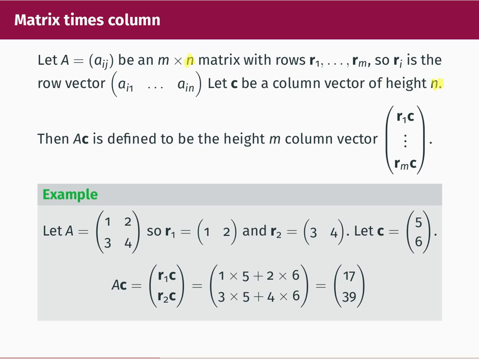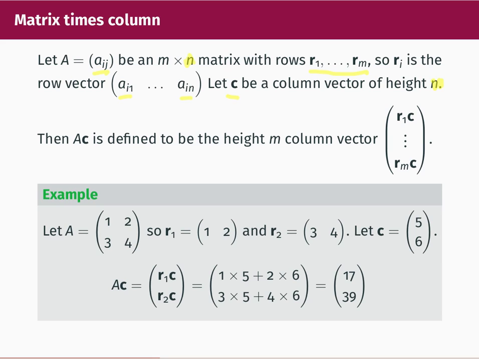Okay, so here's the definition. We take an m by n matrix. That means it's got m rows, so we'll call those r1 up to rm, and if we use the definition little a subscript ij to refer to the ij entry of A, then ri will be the row vector whose entries were a_i1 across to a_in.